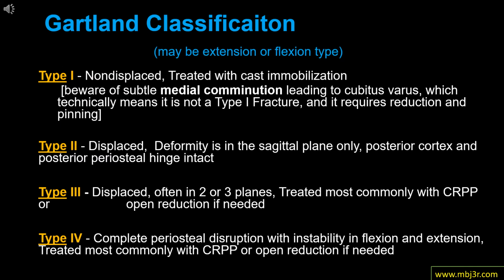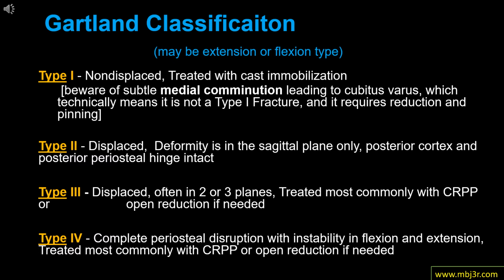Gartland classification. This applies to both flexion and extension type of supracondylar fractures. Type 1 is non-displaced and it is usually treated with cast immobilization, but if there is medial comminution, then it leads to varus deformity and it is technically not a type 1 fracture. It requires closed reduction and pinning. Type 1 with medial comminution.